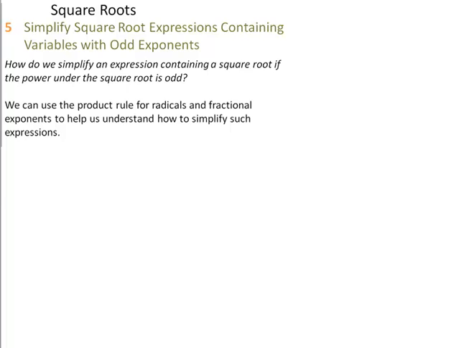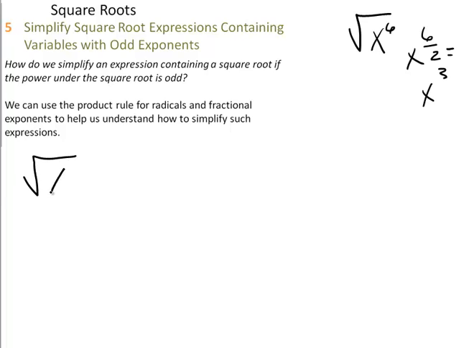Before, we looked at working with a square root expression that had an even exponent. So the square root of x to the 6th was the same as x to the 6 over 2, which is x to the 3rd. Now we're looking at square root expressions that have odd exponents. So it would be the square root of x to the 3rd.